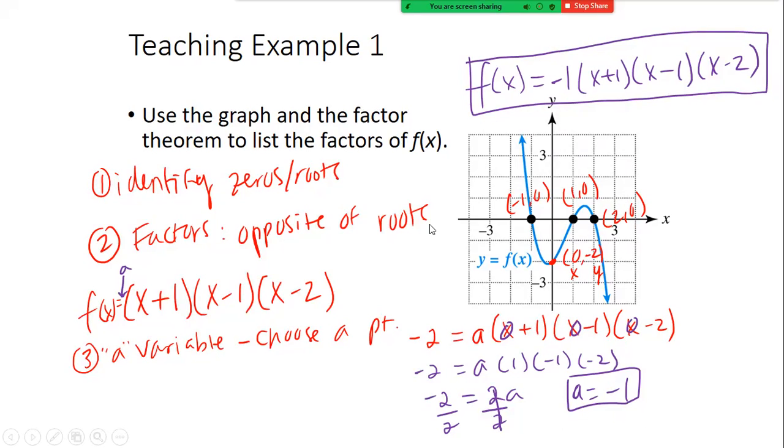Okay, what are your questions about it? So there's 3 steps. Step 1 is identify your zeros and roots. Step 2 is to write your factors, and they're the opposite of your roots. Step 3 is to find your A variable. You choose any point on the graph, preferably one with small points, preferably your y-intercept generally, because then you can use 0, right? Anytime you can use 0, it makes your math way easier.